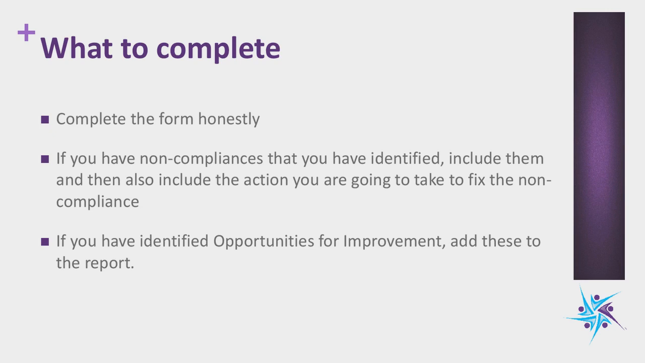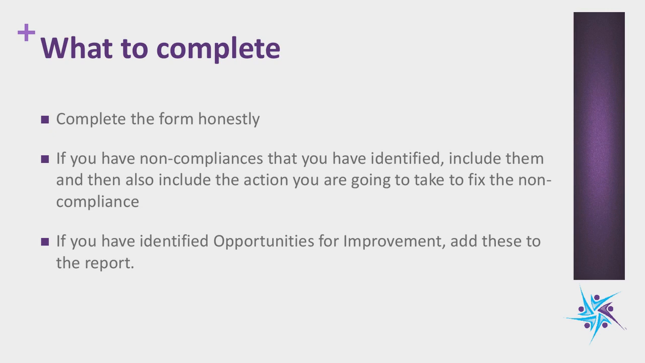They want to see what corrective action you've taken when you've identified, or what you are going to implement when you've identified, that there is a non-compliance. So if you have any non-compliances, you should include in the form that you're submitting to ASQA what action you are going to take to fix that non-compliance. If you have identified any opportunities for improvement, you need to add these to the report, identify it as an opportunity for improvement, and make sure it's in your opportunities for improvement process. So the best policy is honesty. Make sure that you're honest with it to the best of your knowledge.